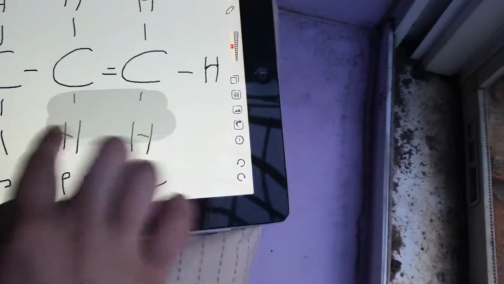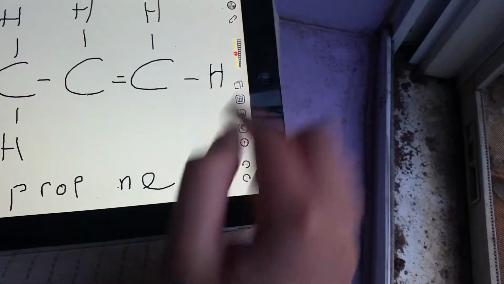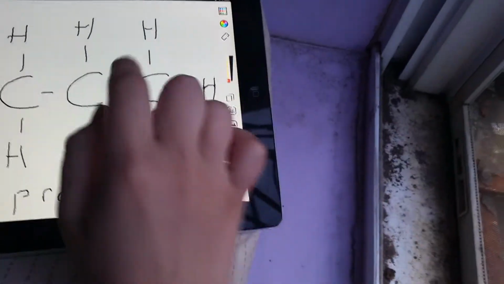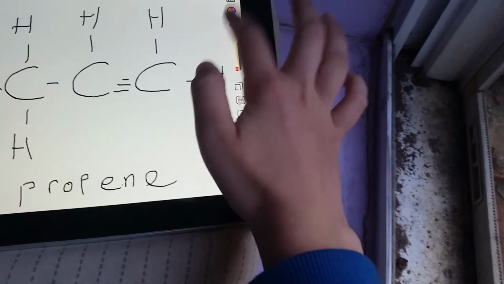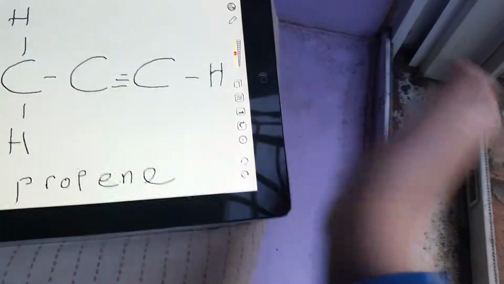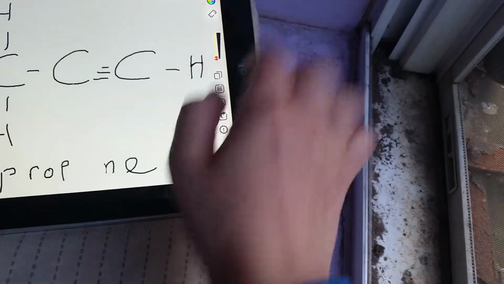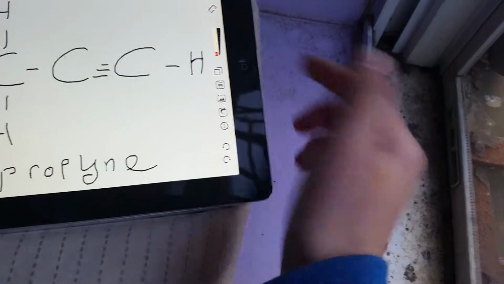Now, let's say this one right here was a double bond, which means obviously that these 2 hydrogens are not needed. Then it would be propene with an E. Let's say this was a triple bond. Then, of course, these 2 hydrogens are not needed. Then it would be propyne with a Y.